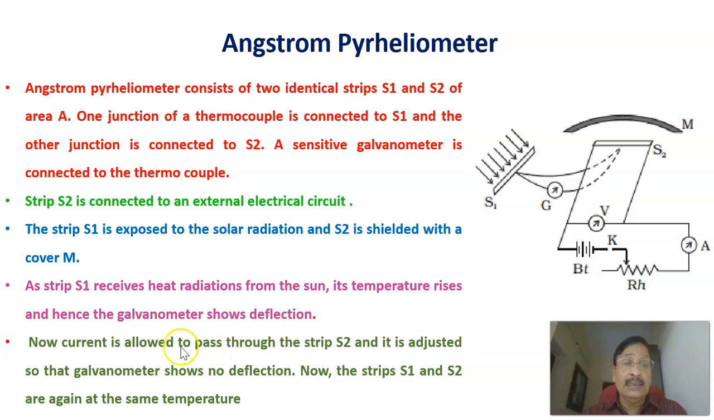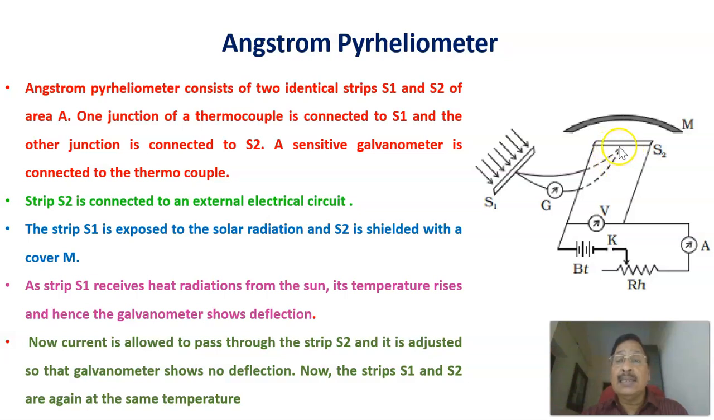Now the current is allowed to pass through the strip S2. By controlling the rheostat, we control the current through the strip S2, and once the current flows through S2, it gets heated and its temperature increases.